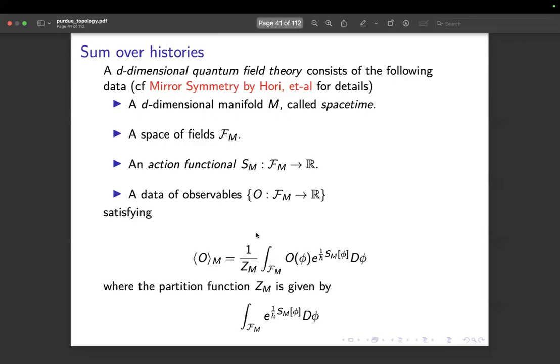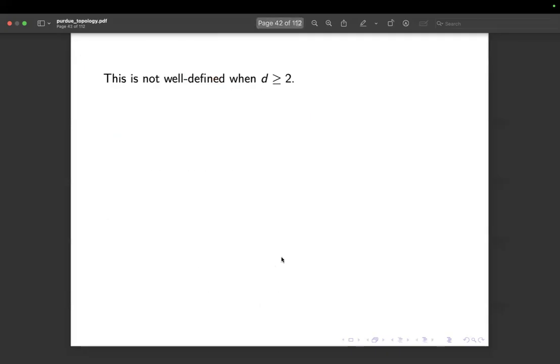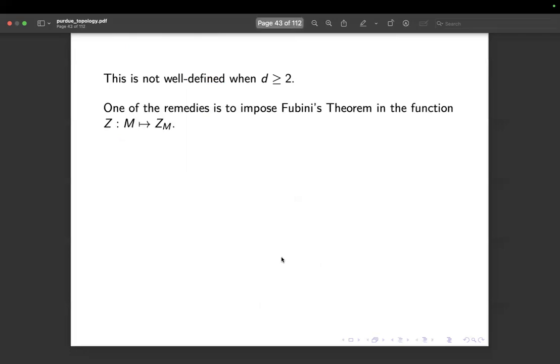Now, for quantum field theory, the expectation value of an observable is given by this expression, and Z is called the partition function, which is given by the famous path integral, so summing over all the fields. Now, as most of you have heard in John Simon's talk and others, this is not well defined when d is greater than or equal to 2. And one of the remedies is to impose functoriality. So the partition function can be thought of as taking as input a manifold and outputting a number. So that's the functor, and we can try to impose functoriality.